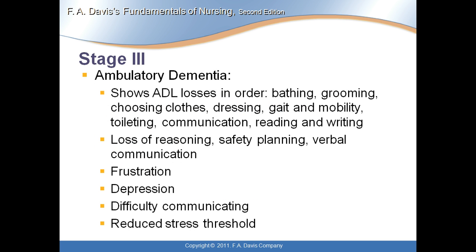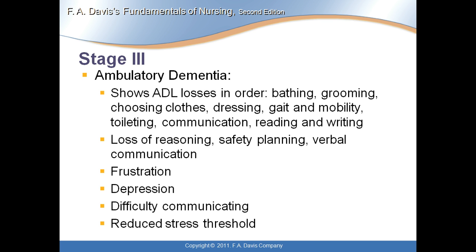So for stage 3, we have ambulatory dementia. It shows ADL losses in order. They lose their ability to bathe, groom, choose their clothes, and dress. Sometimes they don't walk real well. Toileting starts becoming a problem. They become incontinent. Communication starts to become a problem, and they lose their ability to read and write.